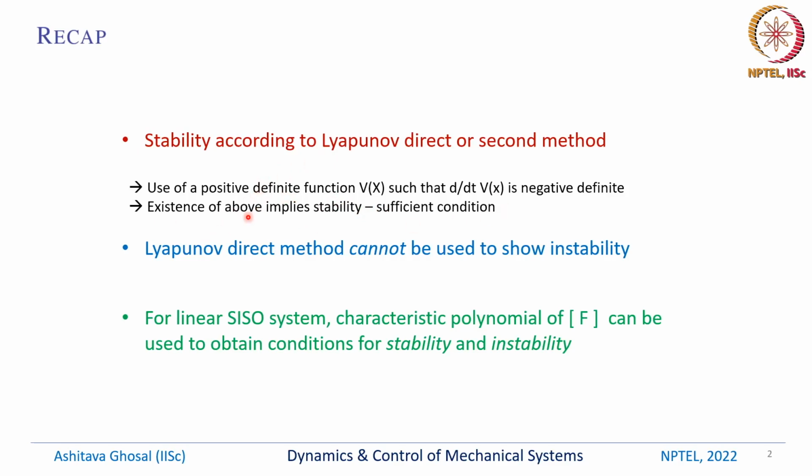This existence of v of x such that d by dt of v of x is negative definite is a sufficient condition. The Lyapunov direct method cannot be used to show instability, and for a linear single input single output system, the characteristic polynomial of F can be used to obtain the condition for stability and instability. F here stands for the state equations x dot equals fx plus gu.